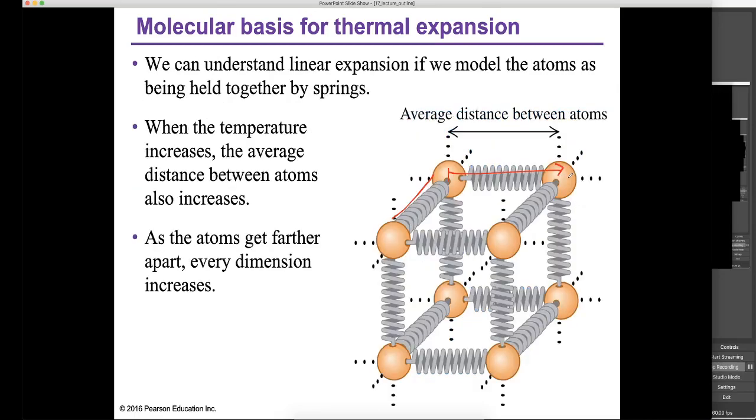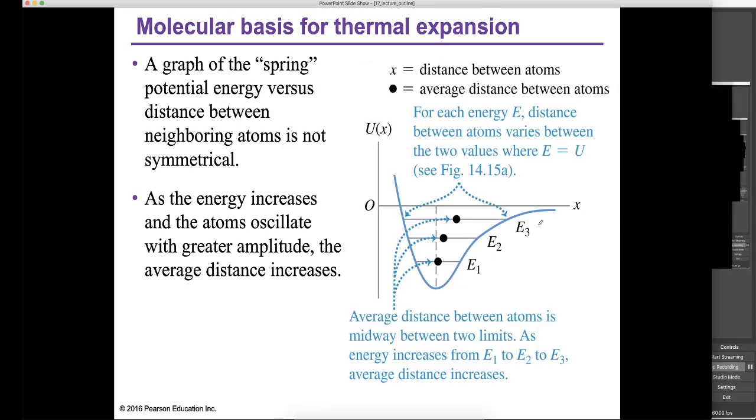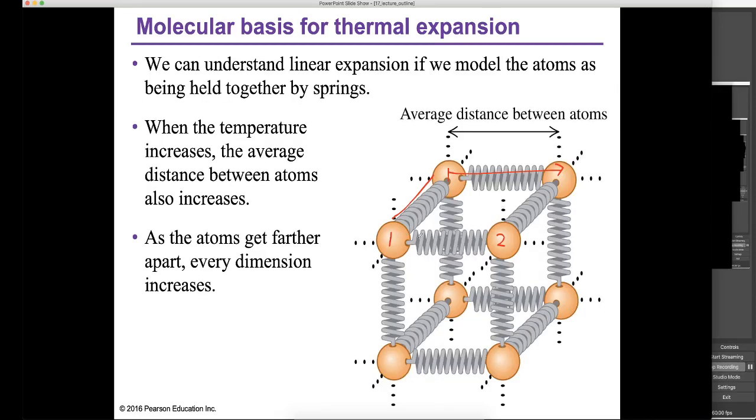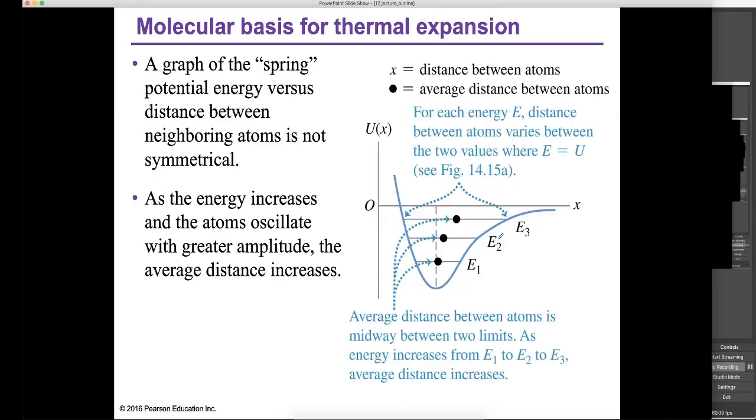Let's go back to the spring model. Let's see if you have two molecules, 1 and 2. They are connected by a spring. Actually, when temperature is increasing, the distance between molecule 1 and 2 is changed in this way.